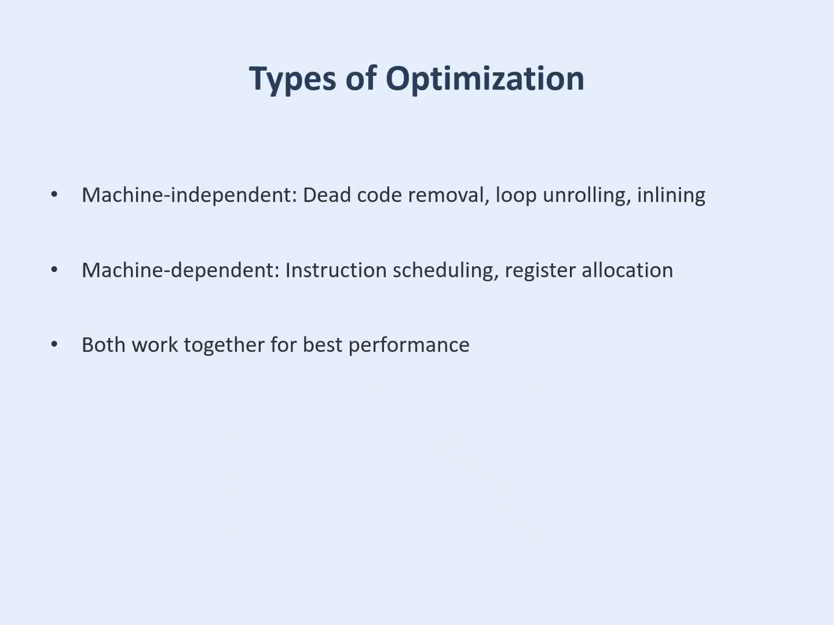Optimizations generally fall into two categories: machine independent optimizations, which work on any platform, things like dead code removal, loop unrolling, and inlining. Machine dependent optimizations are tailored to specific hardware, like scheduling instructions for a particular processor or choosing the most efficient registers. Both work together to give you the fastest possible program.